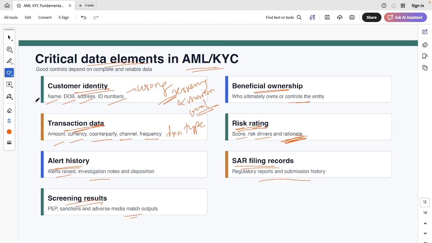So these data elements are the fuel of the AML engine. If the fuel is contaminated, the engine will fail. Similarly, if AML data is incomplete, if any of these seven is incomplete or inaccurate, alerts may be missed, false positives may increase, and investigations would become weak.